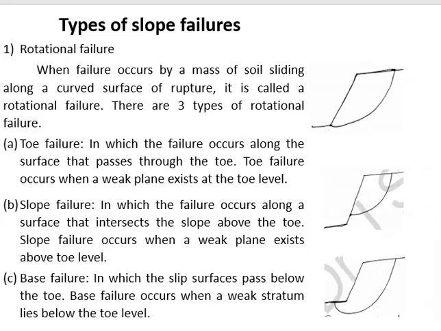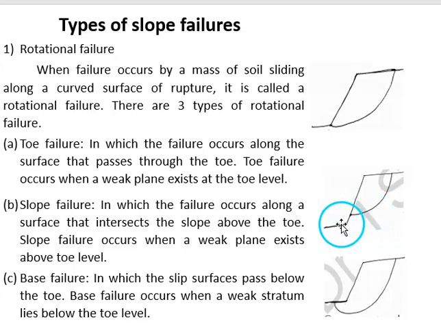Types of slope failures. The first one is rotational failure. When failure occurs by a mass of soil sliding along a curved surface of rupture, it is called a rotational failure. There are three types of rotational failure: toe failure, slope failure, and base failure, depending on the location of the weak stratum. If the weak stratum is located at the toe level, then the failure surface passes through the toe. This kind of failure is called toe failure.